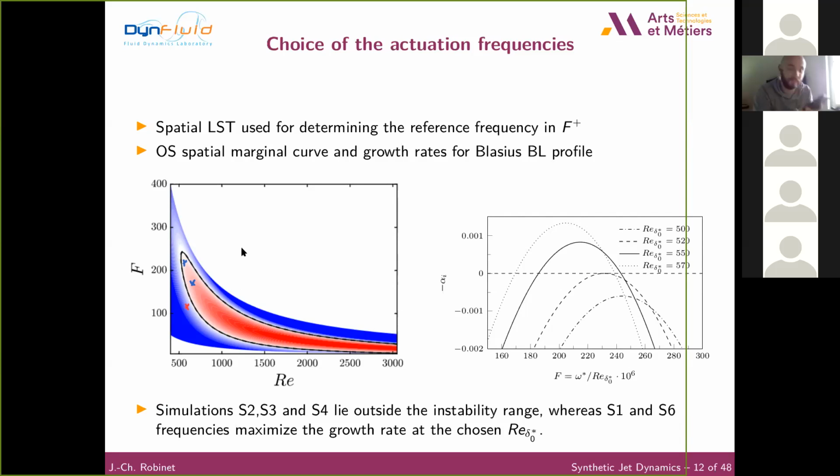The choice of the reference frequency is obtained by stability analysis, and the position of the jet is linked to this value. Typically, S1 is this cross. I don't know if you see my mouse correctly. I use the Reynolds number 350 and the frequency where the TS wave is the most unstable. The other cross is the K6. I just modify the Reynolds number and I use exactly the same frequency, F1, but the frequency of the most unstable mode is also modified.